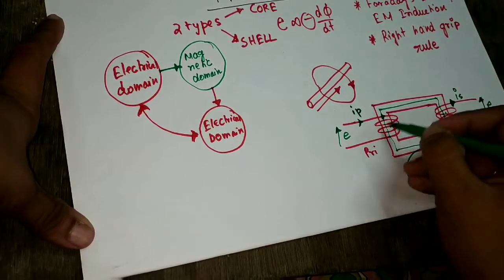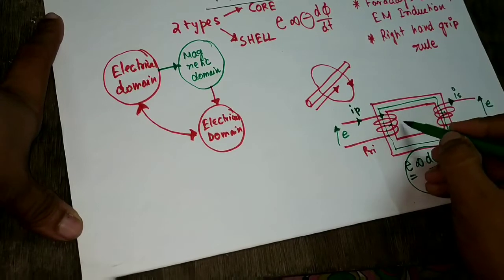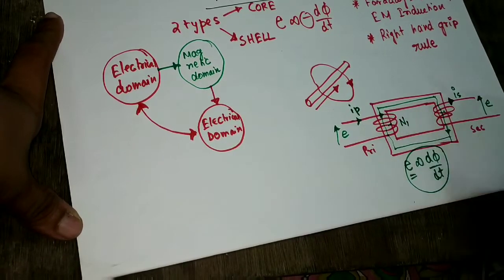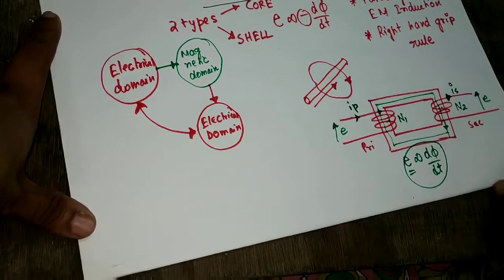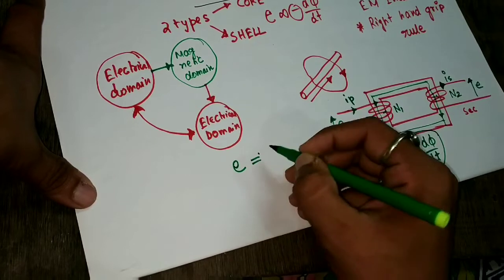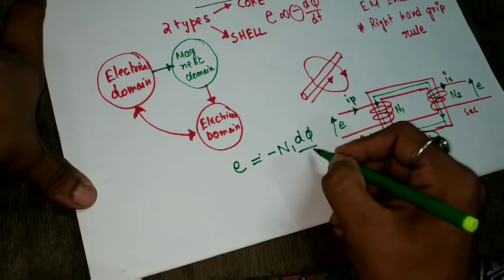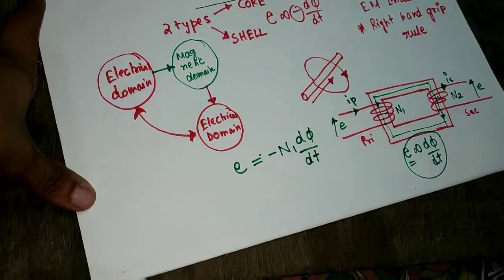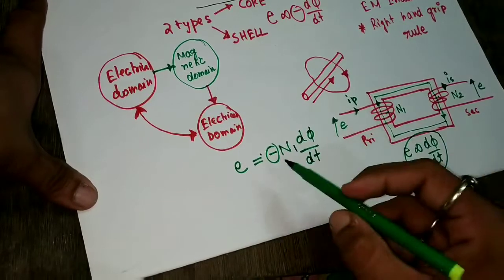Suppose this is known as the primary winding. The primary winding consists of N1 turns, and the secondary winding consists of N2 turns. So the EMF generated in the primary winding is equal to minus N1 dφ/dt. This minus sign indicates Lenz's law.